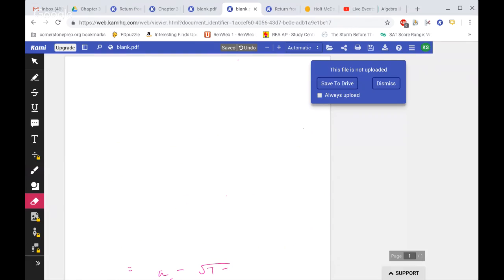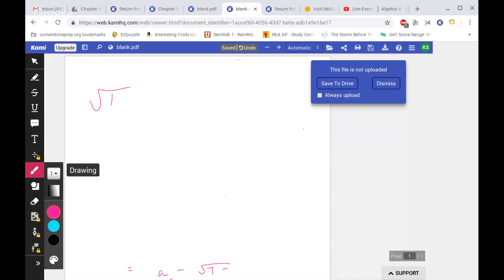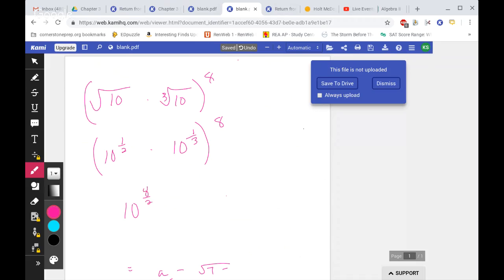So on number 10, it's number 10 with lots of 10s in it. You would want to rewrite these with rational exponents. Oh, I see. And then multiply. Because then you can combine those. Yes. And you'll get 10 to the 5/8.